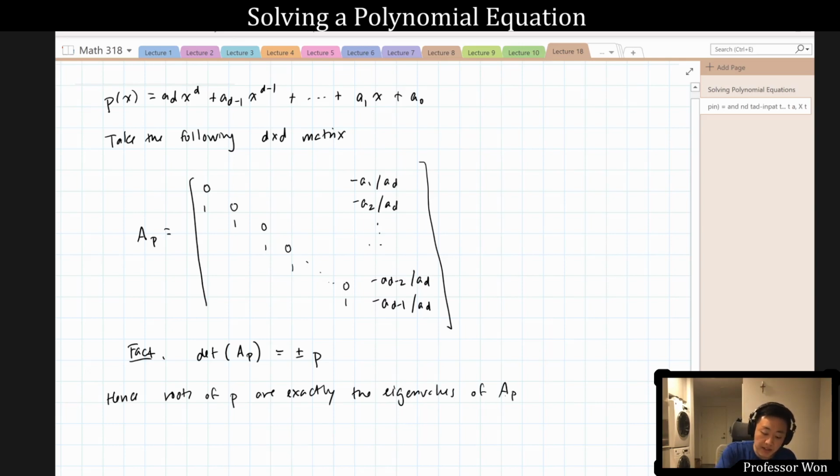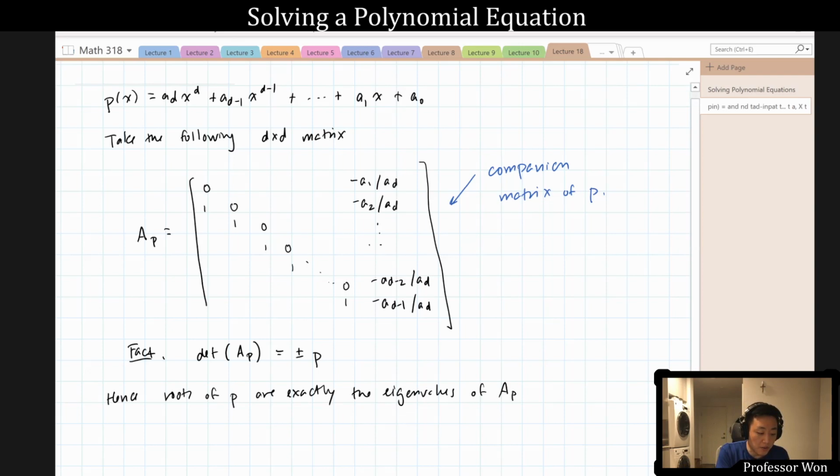Okay, so for that reason, this matrix here is called the companion matrix of P, or the companion matrix to P, because it's a matrix that has exactly the eigenvalues that are the roots of polynomial P. In other words, the characteristic polynomial of AP is basically P, right?